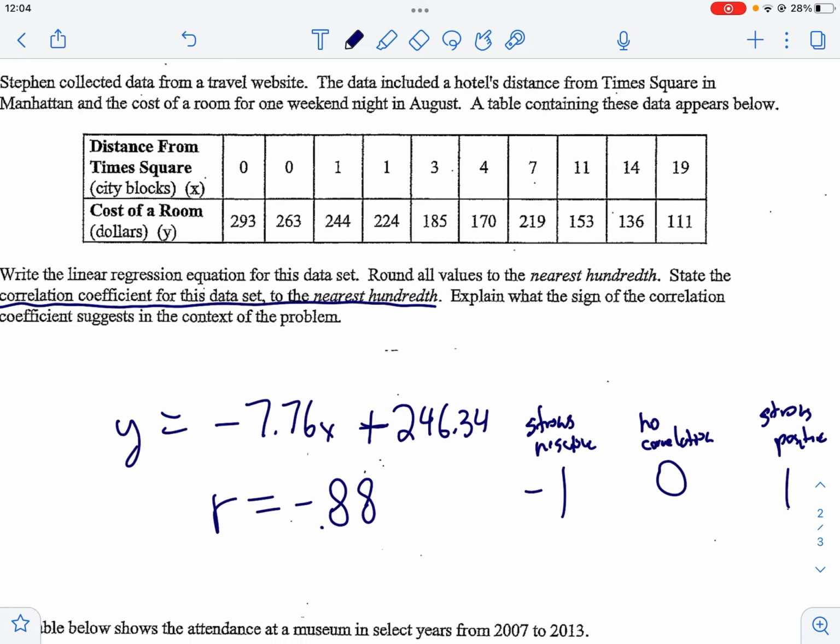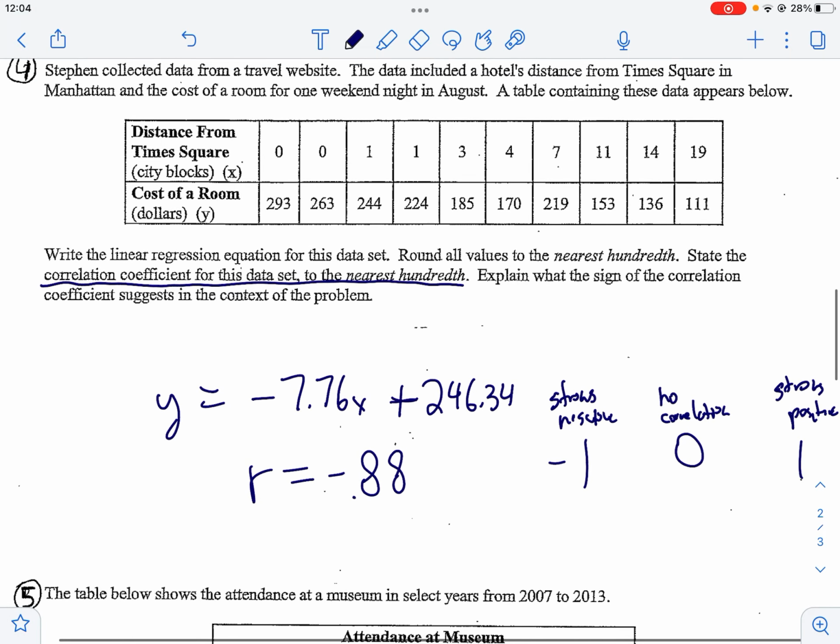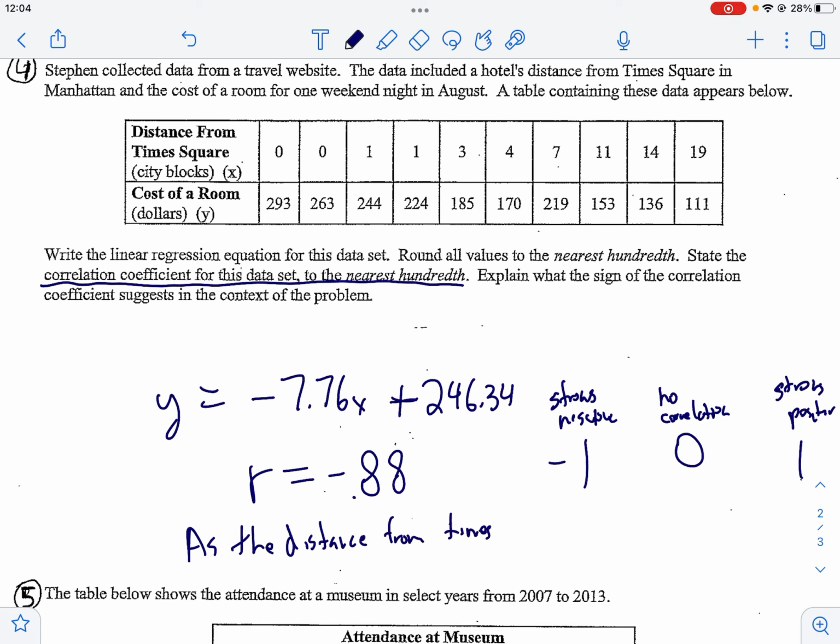Well, what does that mean? As the distance from Times Square increases, the cost of the room is going to decrease. If you look at the graph, as one variable goes up, the other is going to be going down. So taking a look at this situation, we can say as the distance from Times Square increases, cost will decrease.